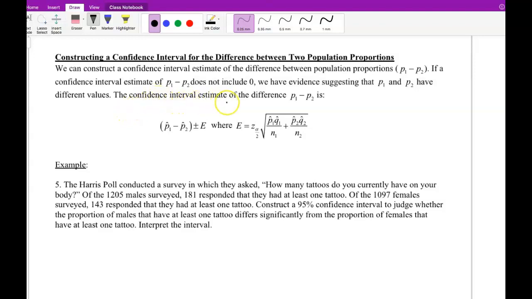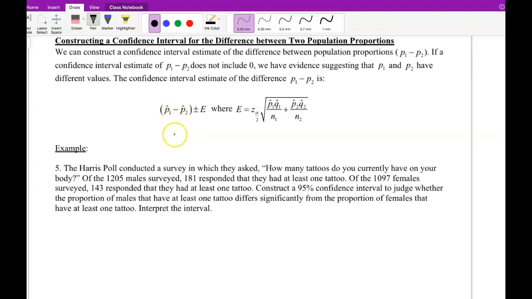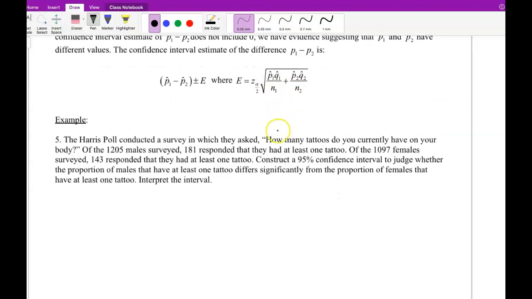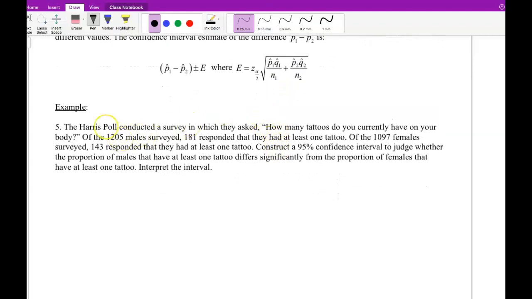Okay, so the confidence interval estimate of the difference between these two population proportions is, remember, when we had one population I only had one p hat, so I had p hat plus or minus E, the margin of error. But here we have two sample proportions. And this E is equal to the critical value, here again, multiplied by the square root of this part, which is again based on two population proportions. Okay, so now an example.